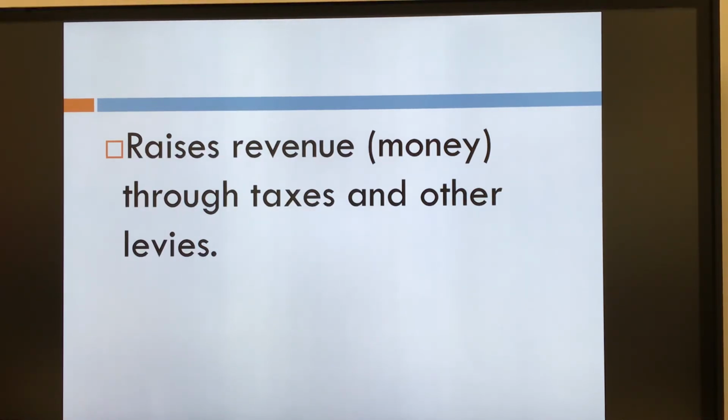The next job of Congress is they raise money through taxes and other levies. They raise the revenue. Congress passes taxes on the American citizens, not the president. It's Congress. We'll find out later what the president does. The president can recommend stuff to Congress, but it's Congress in the end who passes taxes. So Congress is the one who raises the money. The president decides how to spend the money, and then Congress has to approve of that plan.